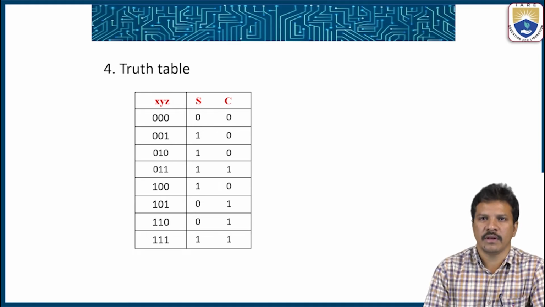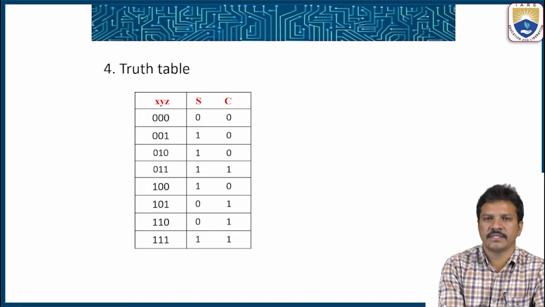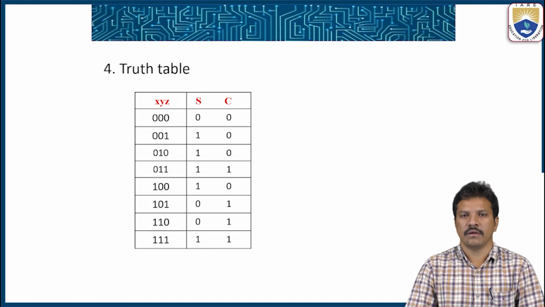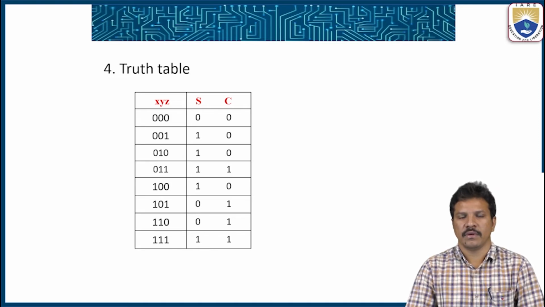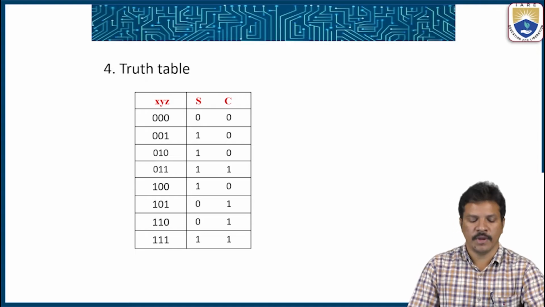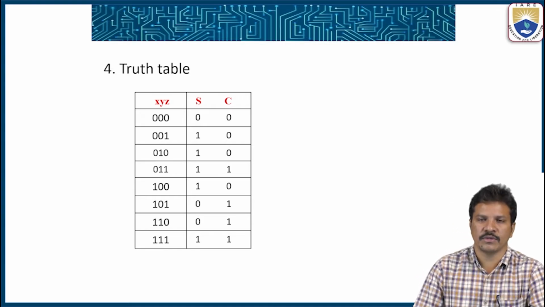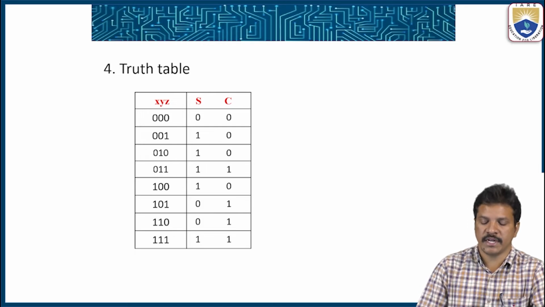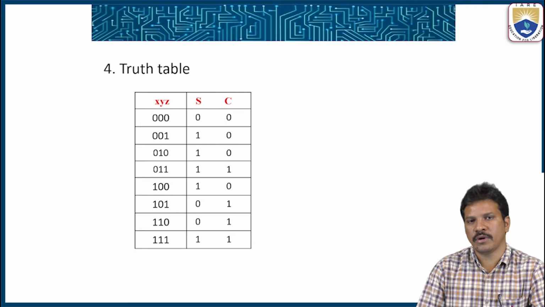This is the truth table. x, y, z are the input columns, and sum and carry are the output columns. Here we have 3 variables at the input, which means it provides 2 power 3 combinations at the input side. Those combinations are 000 to 111, and the corresponding sum and carry results are in the output columns of the truth table.